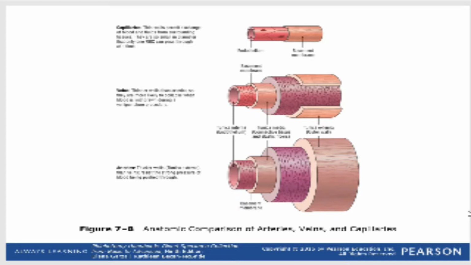So if you have capillary bleeding, it's going to be just a drop. If you have venous bleeding, it's going to be slow, kind of leaking, and it's going to be darker red. If you have bright red bleeding that's spurting or spraying, that's arterial bleeding.